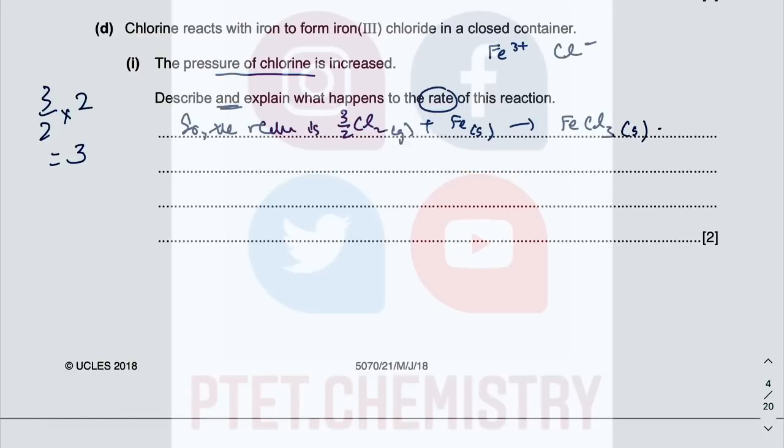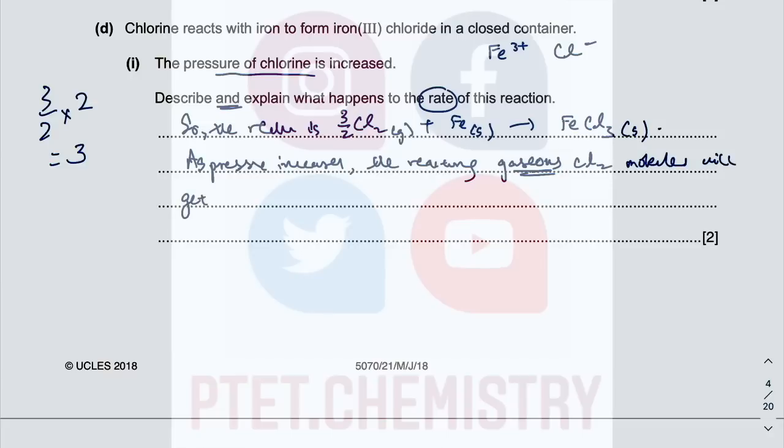We talk about rate of reaction, right? As pressure increases, the only thing that will be affected is the gas, because for solids, the particles are close together anyway. But gaseous particles are so far apart. So the reacting gaseous particles, very important, are affected by pressure. Gaseous Cl2 molecules will get closer together.